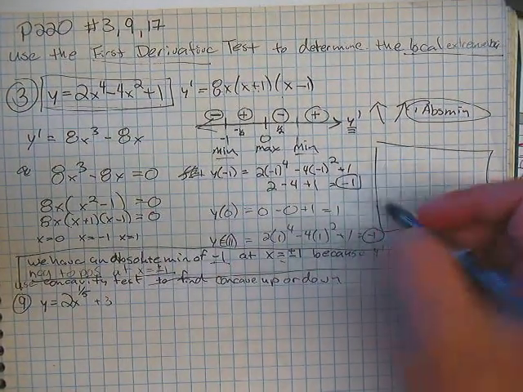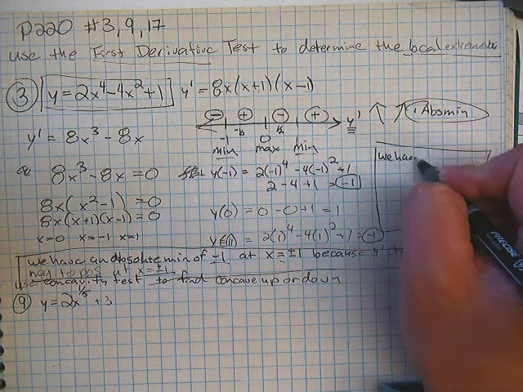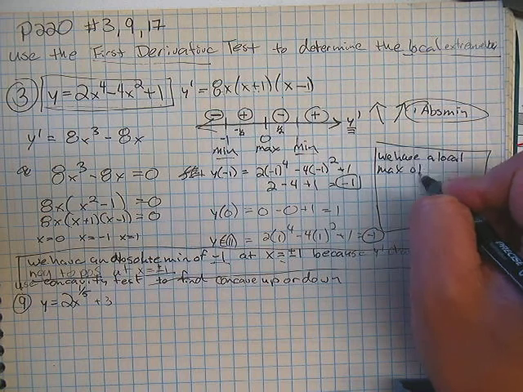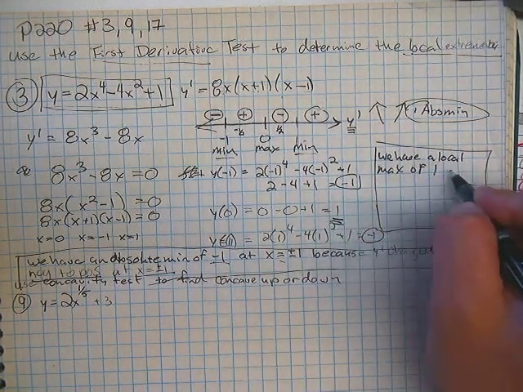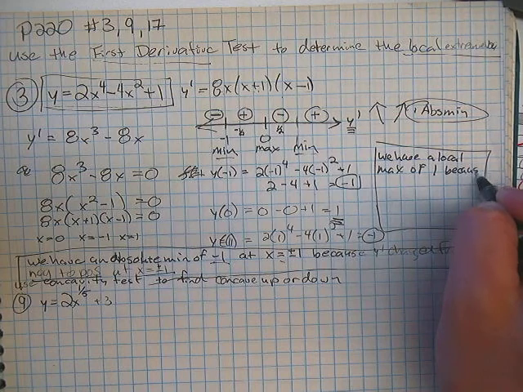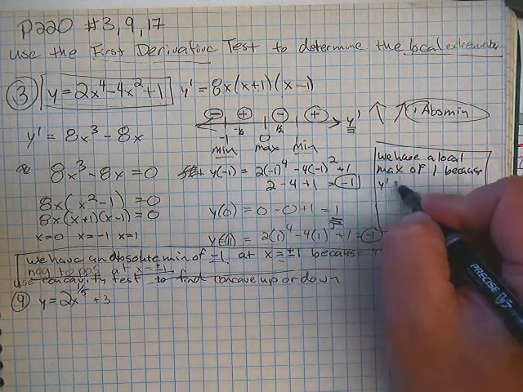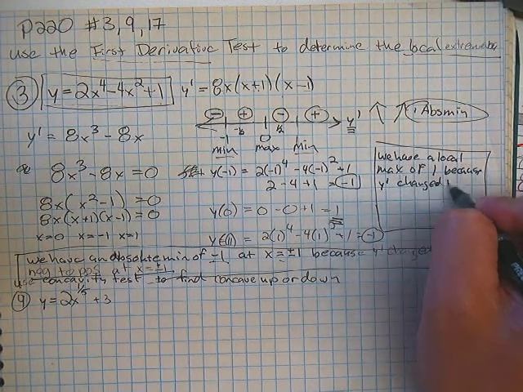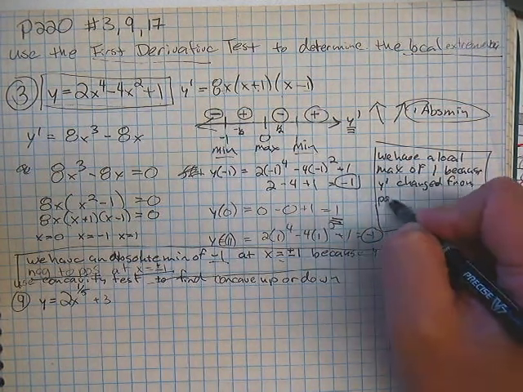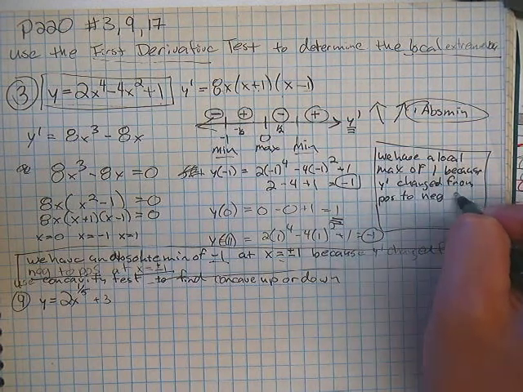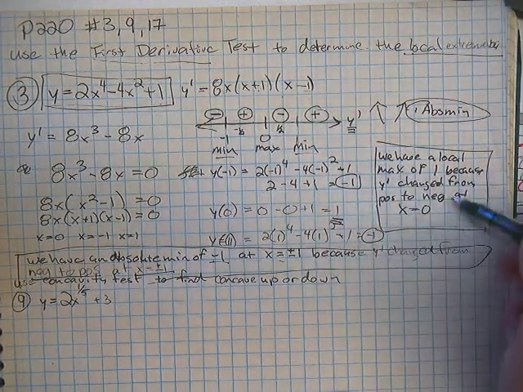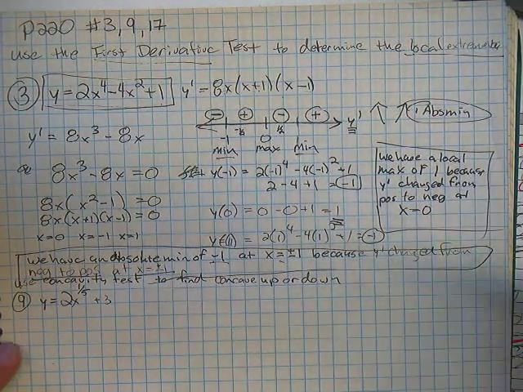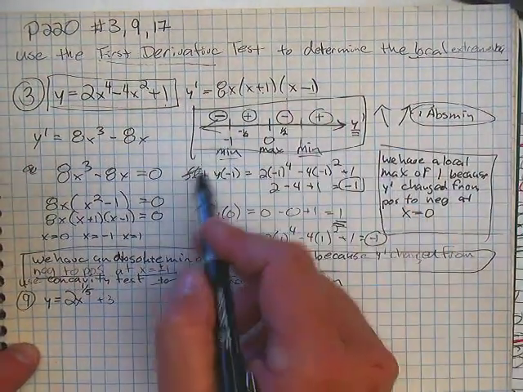Now we just want to write one more sentence. So there's one sentence. Obviously, if we are writing this on the AP, we're going to want to write it much more clearly than this, not try and squeeze everything in. But we have a maximum, and this is just a local max of 1 because y prime of x changed from positive to negative at x equals 0. So there's our 2 answers.